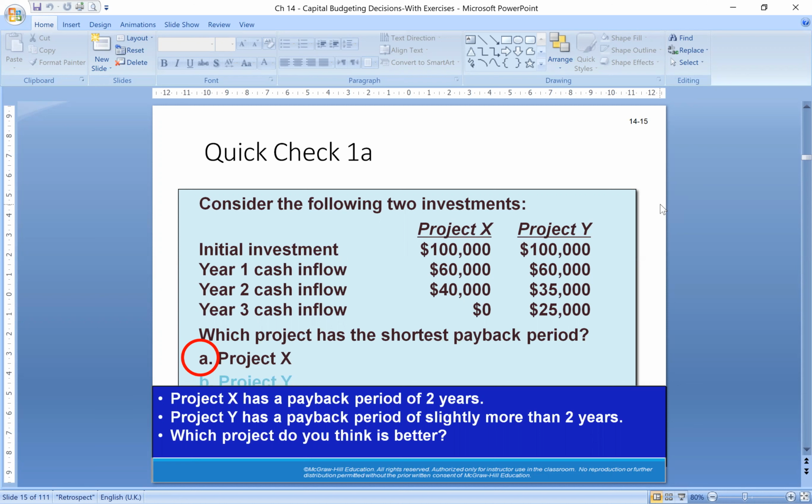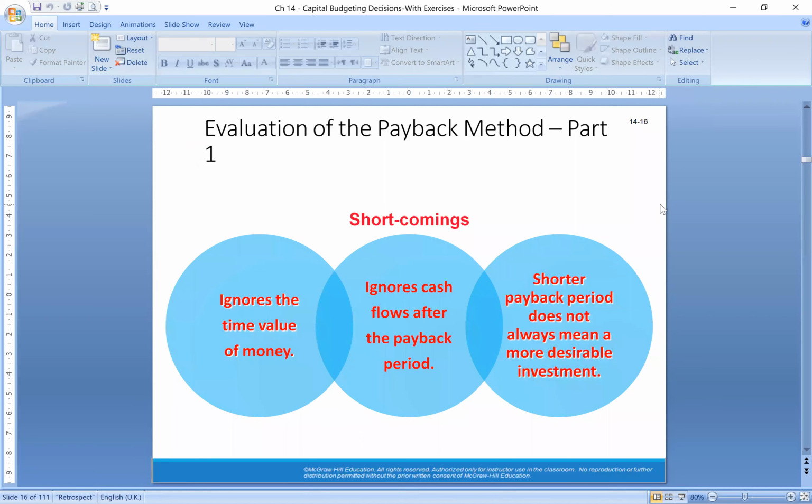Now, project X has a payback period of 2 years by counting, not using the formula. Project Y has a payback period of slightly more than 2 years. Which project do you think is better? Definitely it is X, because we can recover our investment in 2 years only, and the other one is more than 2 years. This is the meaning of the payback period, how to calculate it using the formula or by counting the cash inflows.